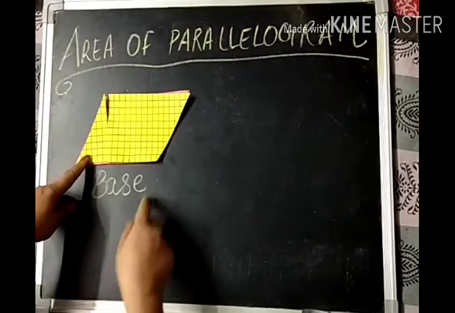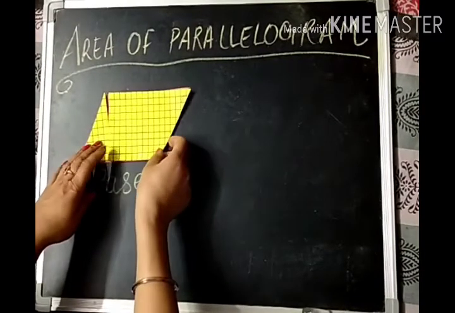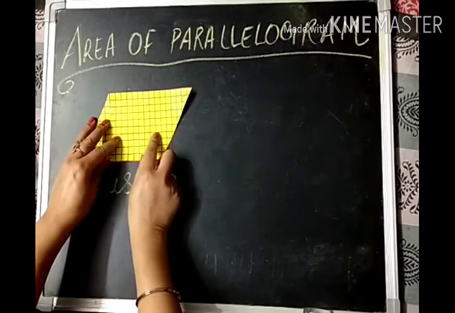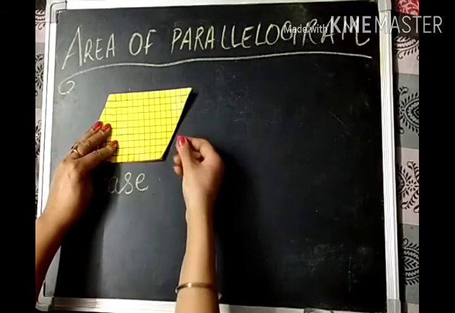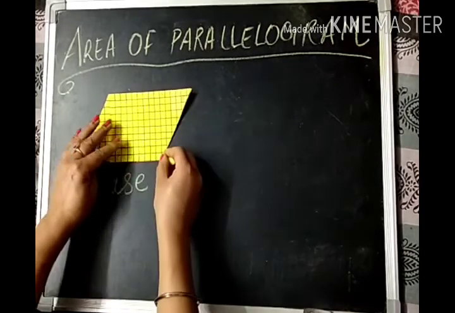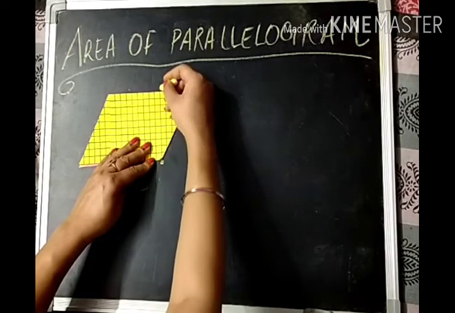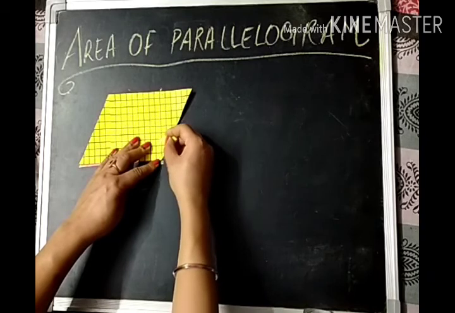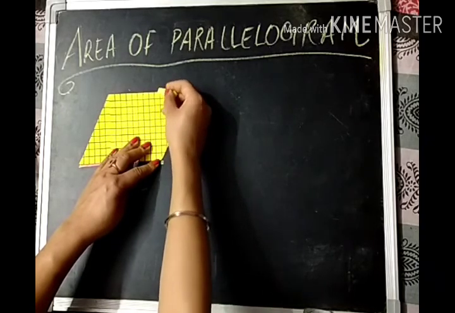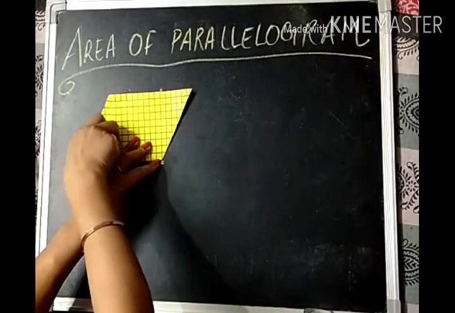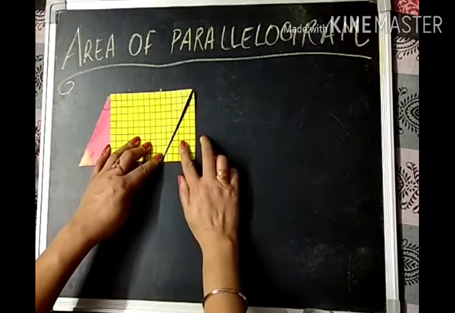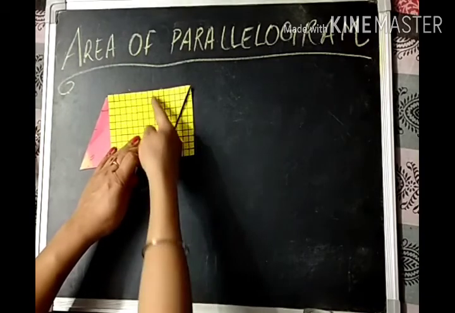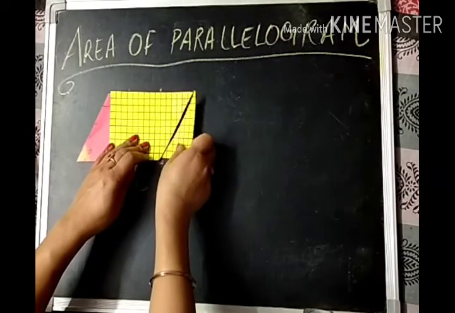We learned that this is the base, and any vertical line reaching till the top is the height. So this is not the height. The height starts from this point and reaches this point. So what is the height over here? 1, 2, 3, 4, 5, 6, 7, 8, 9, 10, which is equivalent to the breadth when we cut out a triangle and put it over here. Look, this breadth is similar to the height of this parallelogram.